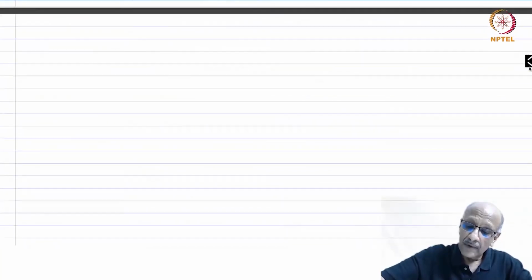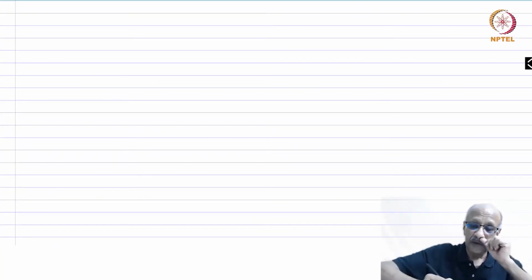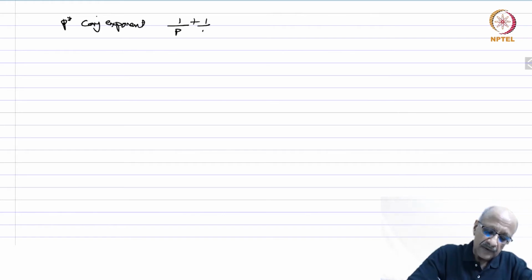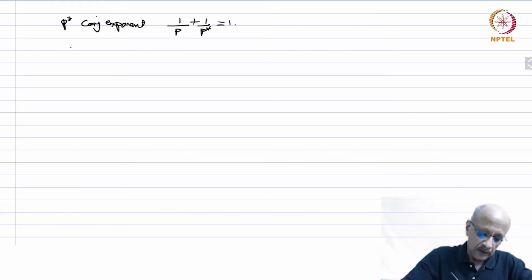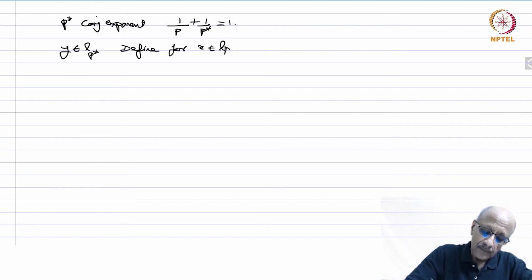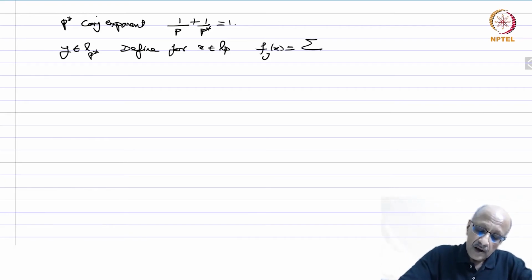So now I am going to try to compute what its dual is and identify that. So let us take p star as the conjugate exponent. What does it mean? 1 by p plus 1 by p star equal to 1. So let y belong to lp star. So define, for x in lp, Fy of x equals the sum i equals 1 to infinity of xi yi.